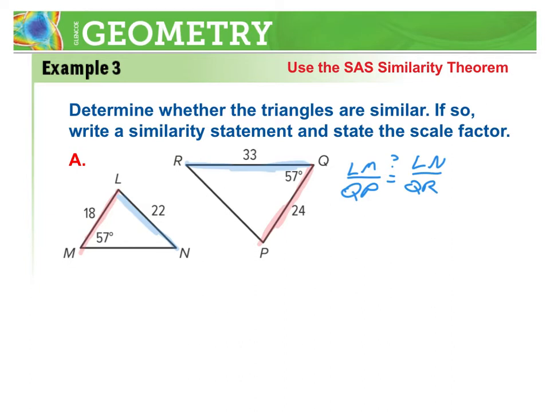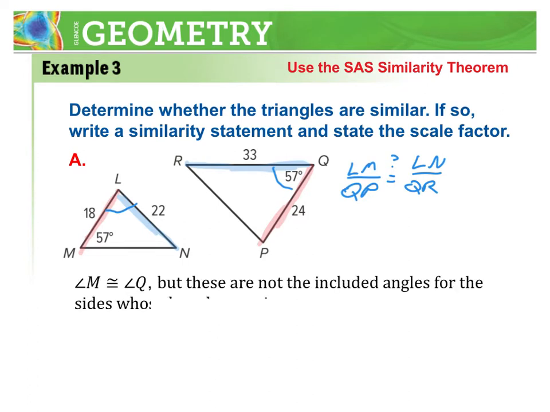But in order to have these two triangles similar by side-angle-side similarity, we must have angle Q congruent to angle L, because angle L and angle Q are both the included angles for our triangles. But we can see that angle L is unknown. Therefore, angle M and angle Q are congruent, but they're not the included angles for the sides whose lengths are given. Therefore, we could not prove that the triangles are similar by side-angle-side similarity.